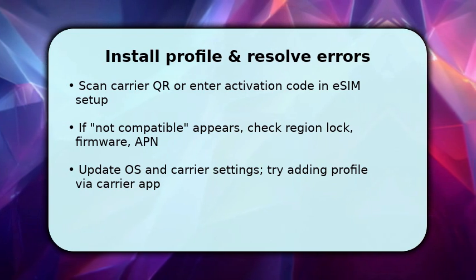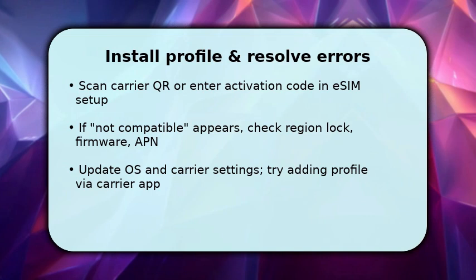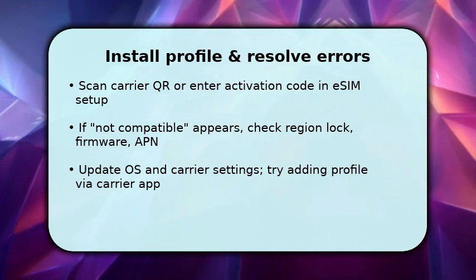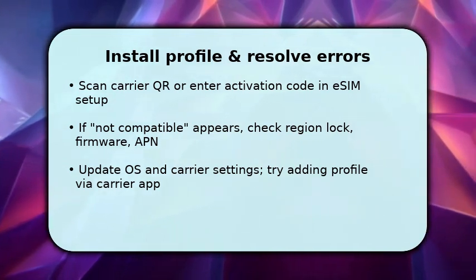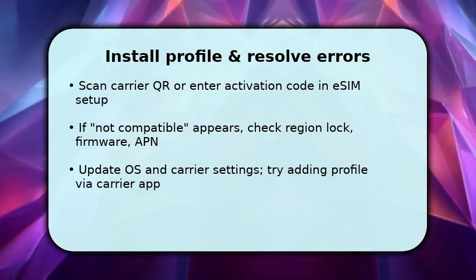Once done, update the OS and carrier settings. These often include eSIM fixes. If the QR fails, try the carrier's app or manual APN input. Make sure to reboot after each major change to refresh network stacks.